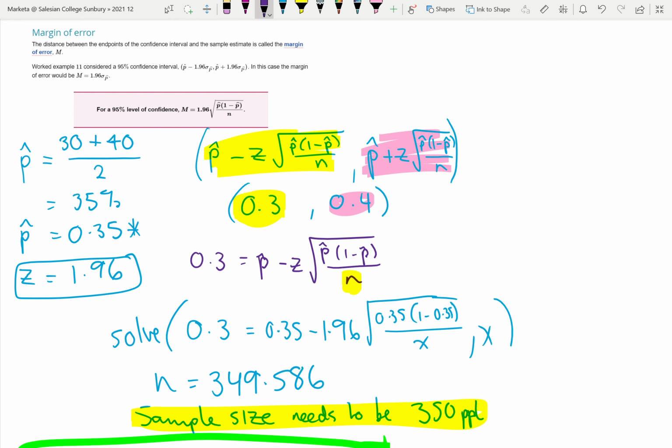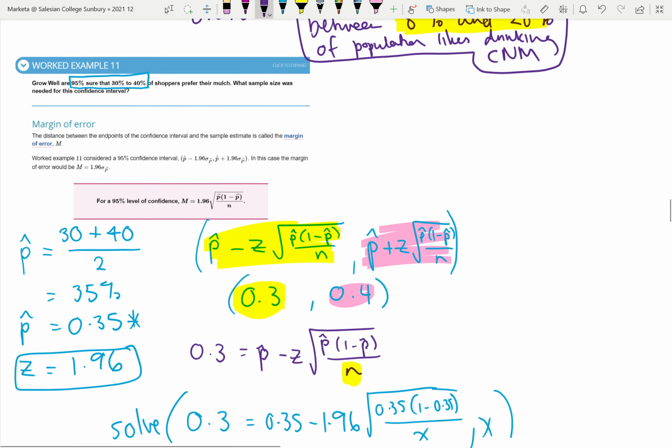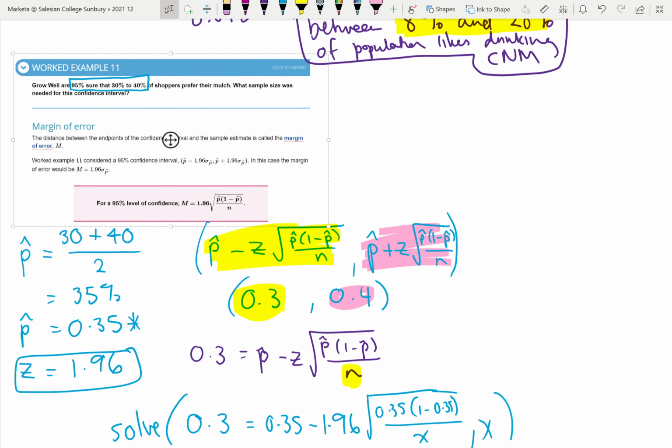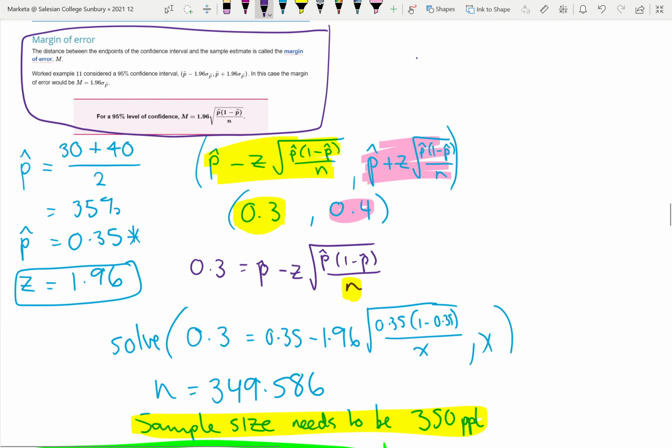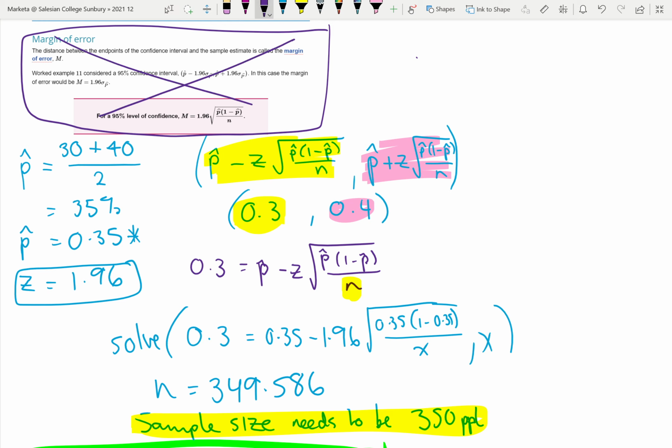Now, just to note, I was just looking, this formula here for margin of error, we didn't actually need that for the question. I don't know why I stuck that one there. I think I just wanted to point it out. But in any case, we did not actually use that in that question. We used the confidence interval. So we will cross that out for the purpose of this example.